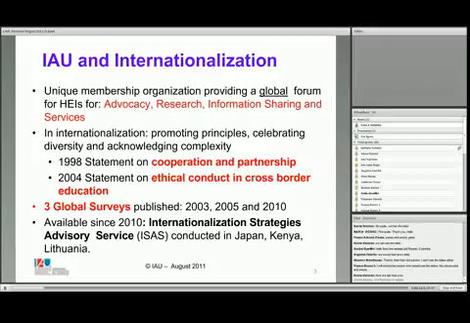More recently, and in a way, in response to our members' requests following the third global survey, we also launched a service to help provide advice to our member institutions and others in terms of their internationalization strategies development. So the ISAS service is now available to anyone interested, and we have conducted one of these projects in Japan, and two are underway now, one in Kenya and one in Lithuania. And they're really a service to assist institutions to self-assess what they're doing and to make some suggestions about way forward.